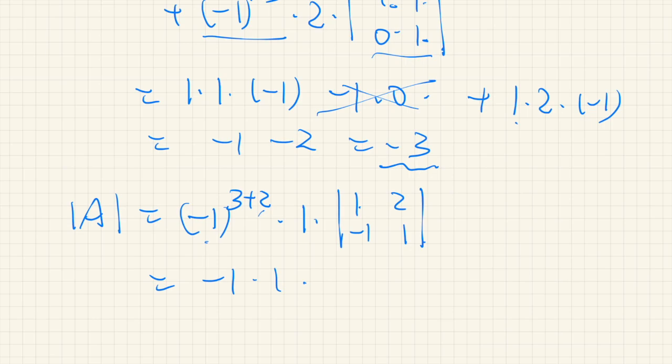Okay. And 1 times 1 minus 2 times negative 1, so that's positive 3. And the result is negative 3. So this is a little bit easier than the previous way of calculating the same thing.